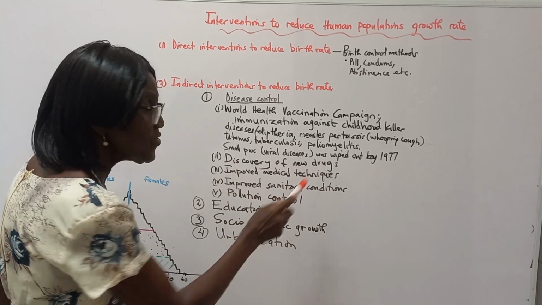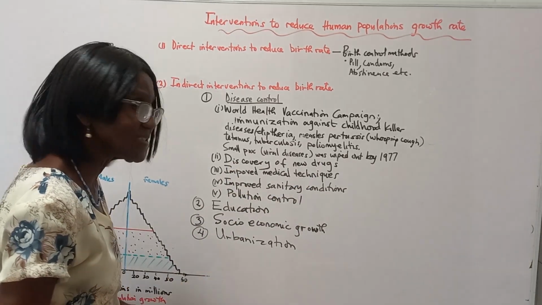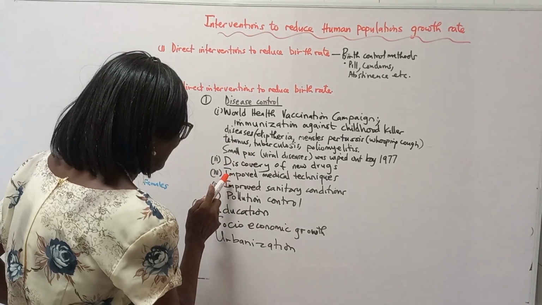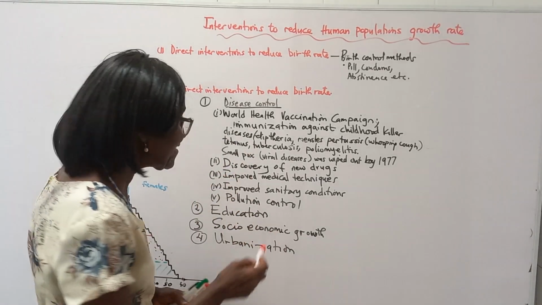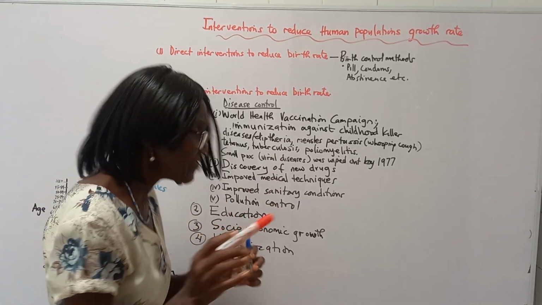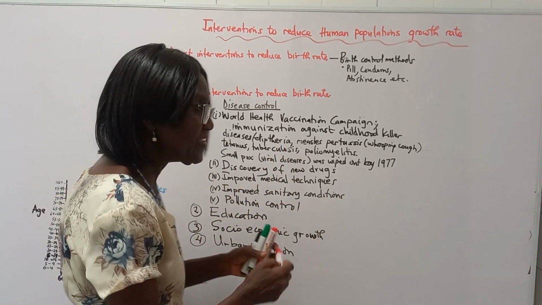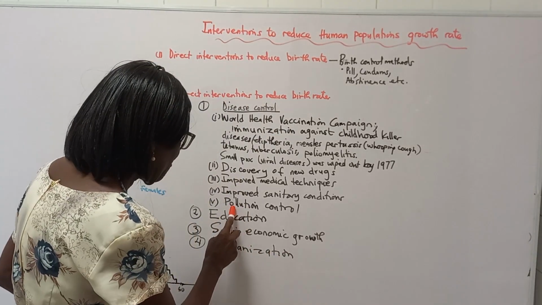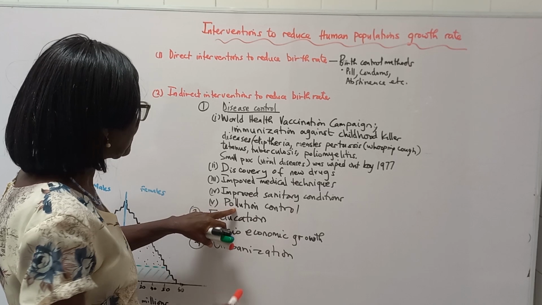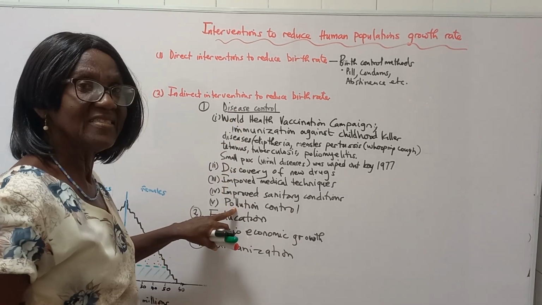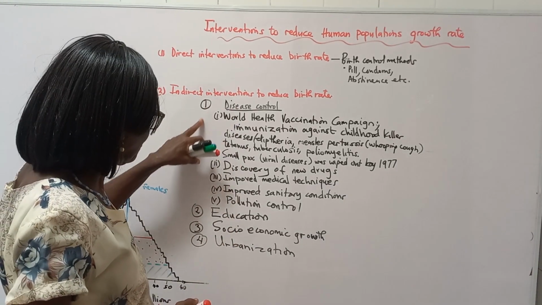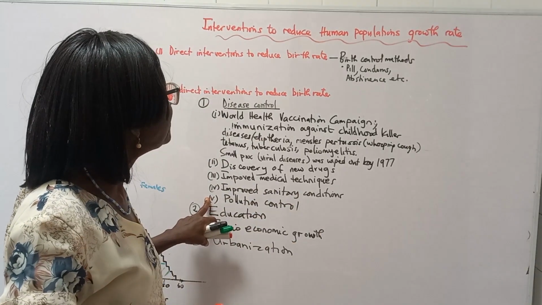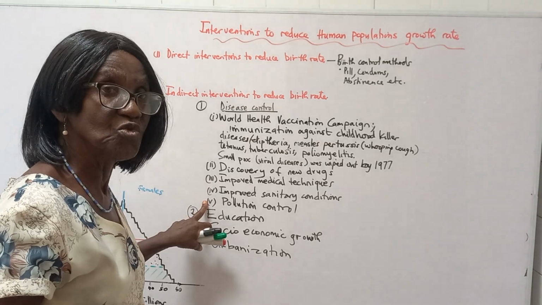Now, discovery of new drugs, every time new drugs are discovered, reduces death rate, and then improved medical techniques also reduce deaths, and then improved sanitary conditions like water and sewage, good drinking water, pollution control. These are all reducing diseases or controlling diseases. But controlling diseases reduces death rate. So why do we say that it's supposed to reduce growth rates?